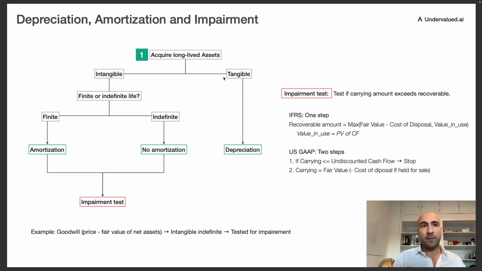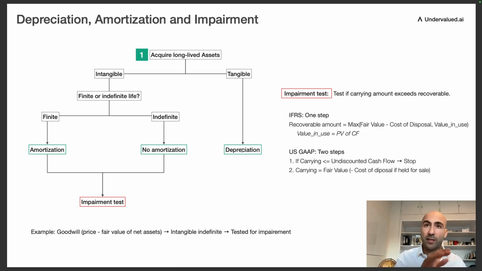First split is between tangible and intangible. So tangible assets, think about vehicles, machines, buildings, they are depreciated, and that's it. We spread the cost over the asset's useful life, and then there is a decision of whether doing a straight line or a declining balance. It doesn't really matter the way it's depreciated. The idea is that every year you take a chunk of the expense and the asset carrying value goes down.